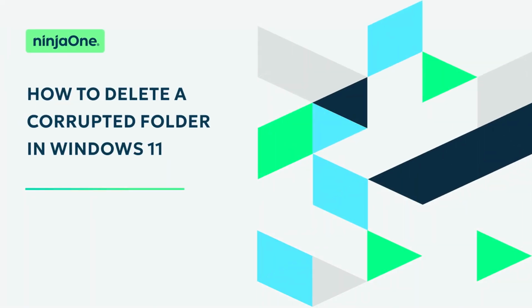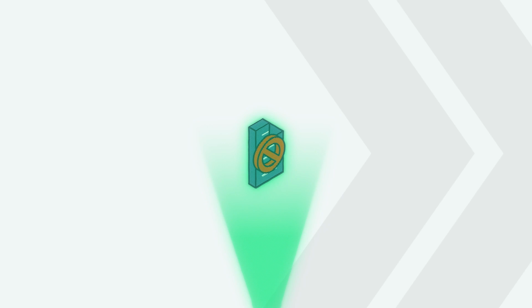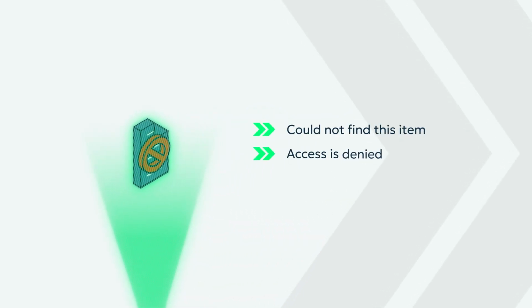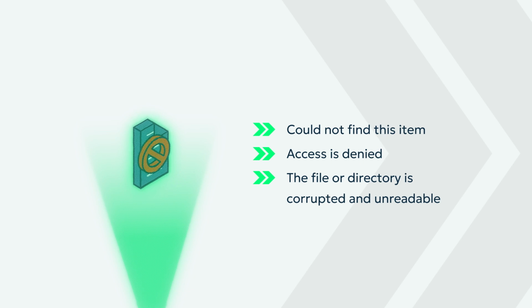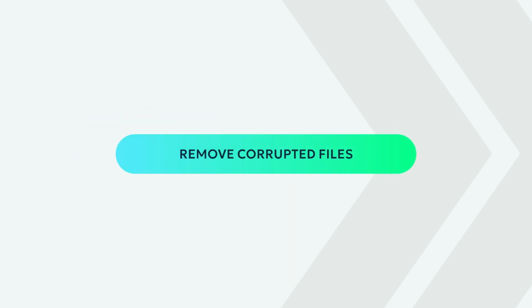How to delete a corrupted folder in Windows 11. Have you ever tried deleting a corrupted folder only to see errors like "could not find this item," "access is denied," or "the file or directory is corrupted and unreadable"? These broken files often come from failed installs, updates, or old directories, and they take up valuable storage space you could be using elsewhere. In this video, we'll show you how to troubleshoot and permanently remove corrupted folders and files so you can free up space and keep your system running smoothly.